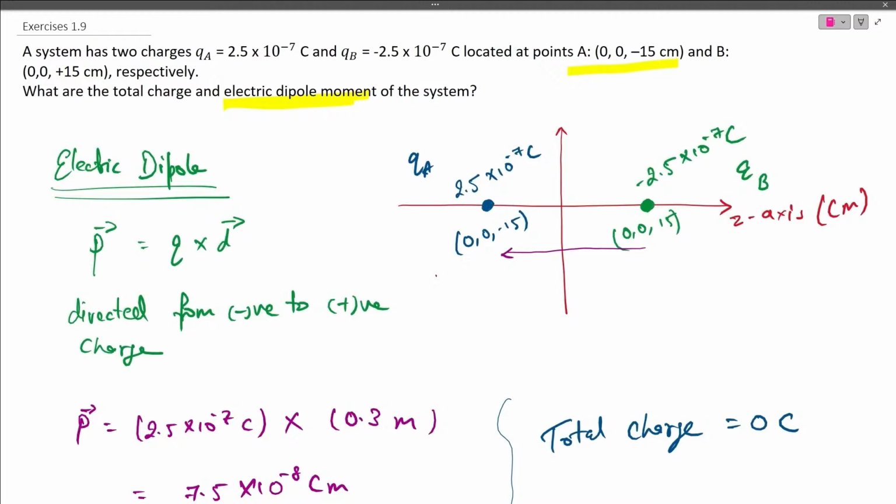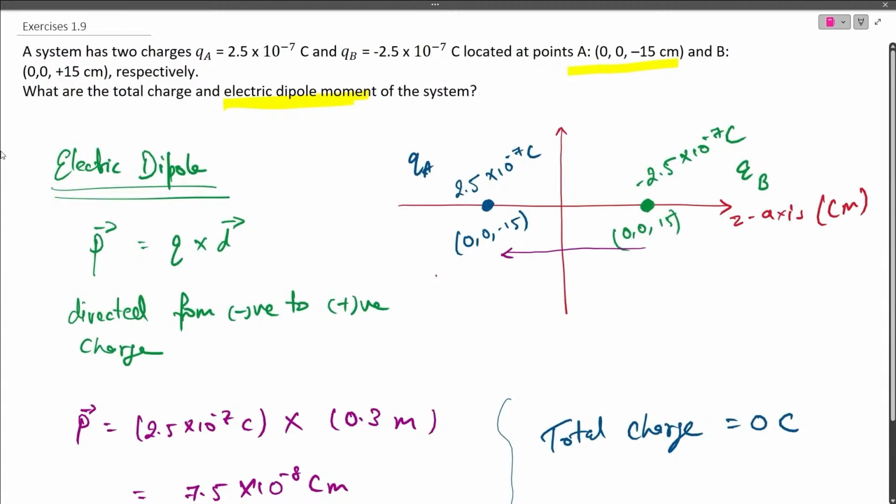So we know that electric dipole moment is defined as charge multiplied with the distance separating them. So the charge is 2.5 × 10^-7 coulomb multiplied with the distance, that is 15 centimeter plus 15 centimeter, which is 0.3 meter, and thus we get the electric dipole moment of 7.5 × 10^-8 coulomb meter.